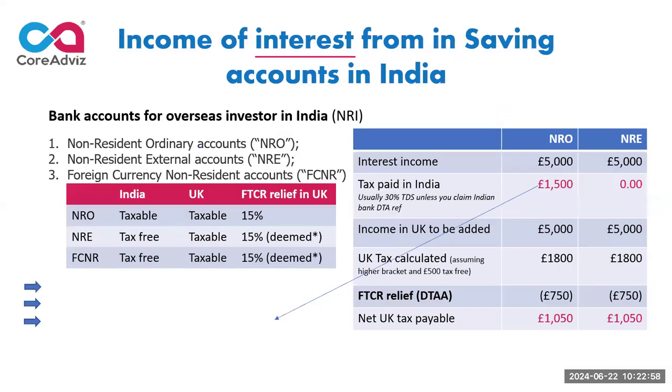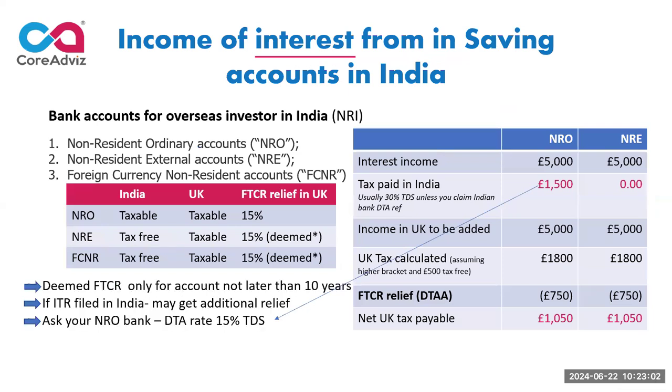Interest from bank savings accounts in India. There are three types of bank account in India: NRO, NRE, and FCNR. NRO is a normal savings account where interest comes in and tax is chargeable by India. But for NRE, interest is tax-free, and FCNR is also tax-free in India. But in the UK, all are taxable.